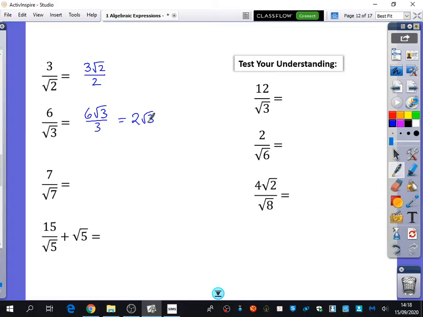So we've got 7 divided by root 7. What's 7 divided by root 7 going to be? 7 root 7 over 7, which is just root 7. Now, can you try and explain to yourself why, and think less about the symbols and things, try and think about what it means. You have 7 divided by the square root of 7. Why is the answer the square root of 7?